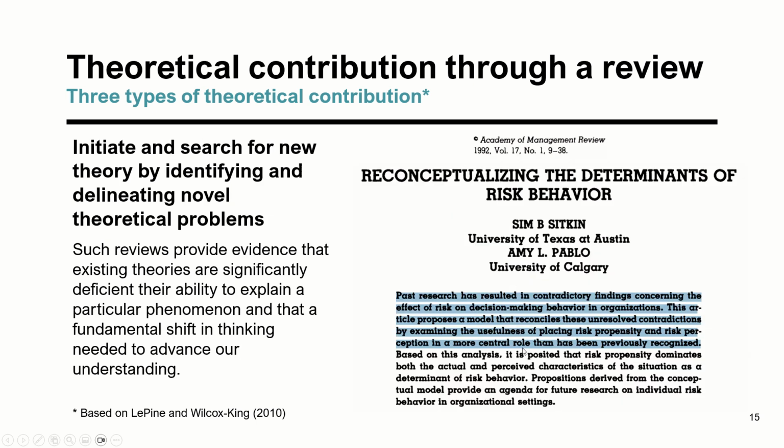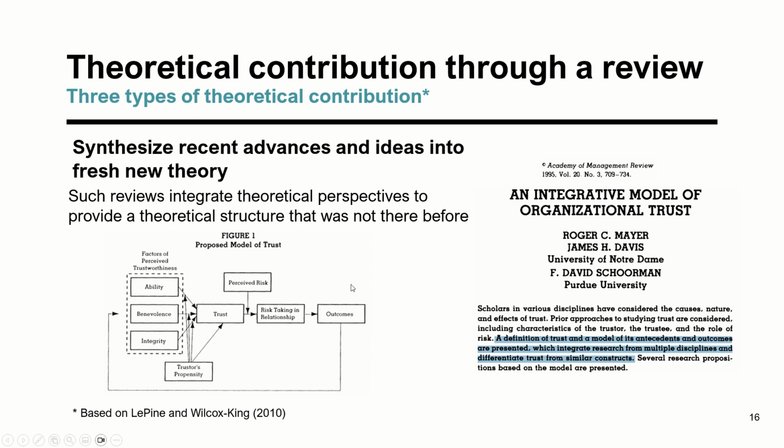Yet another one is where you initiate and search for new theory by identifying and dealing with novel theoretical problems. If you look at this other AMR paper from 1992, they call out some contradictory findings related to risk on decision making behavior in organizations. What the article does is propose a model that reconciles these contradictions. Reconciliation of these contradictions is by itself a theoretical contribution, and that qualifies as a significant contribution of a paper.